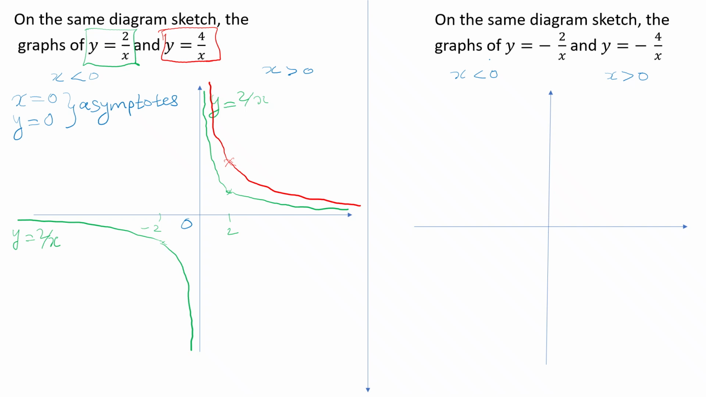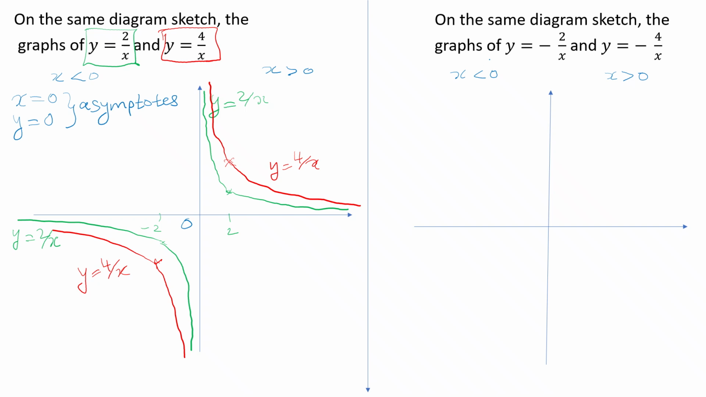When x is negative, for example -2, y is -2. So the graph is going to be like this. So let's label this one: y equals 4 over x. You may wonder why this graph is above the first graph. Because for the same x value, the y value is bigger than the first graph. That's why I draw it above the first graph.